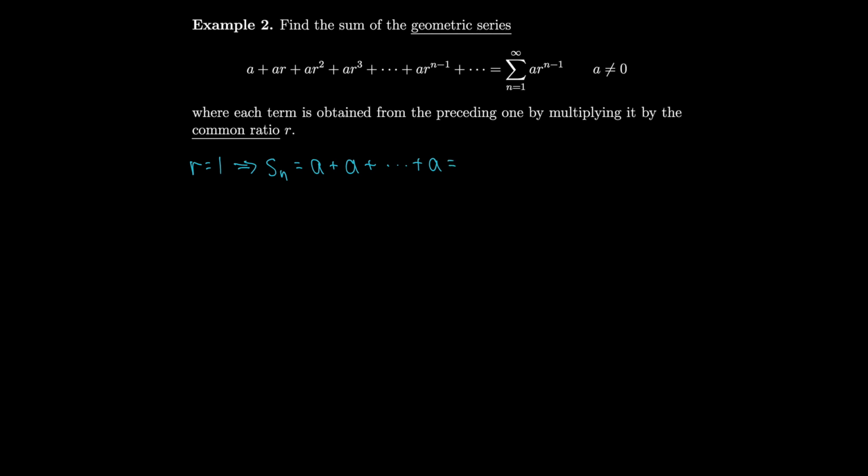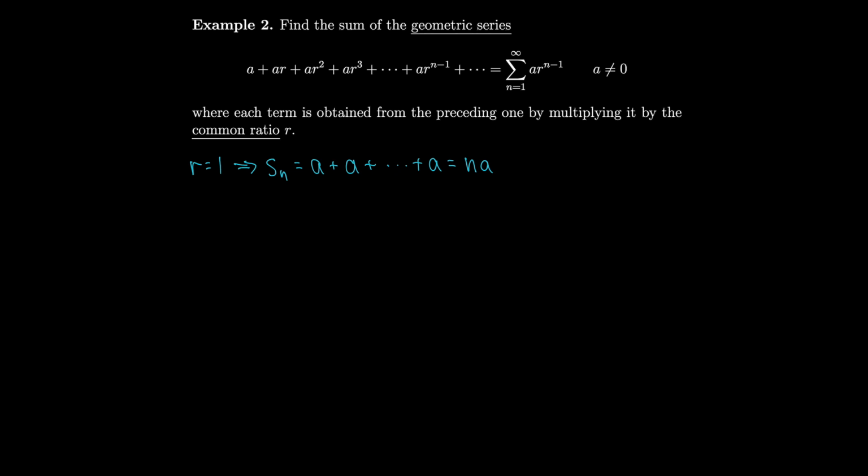And we stop somewhere, because this is a partial sum stopping at n, it's finite, so that means that we're stopping after we get n of these a's. So there's n terms over here. If we had 2 a's, it would be 2a, 3 a's would be 3a, since we have n a's, it's na.